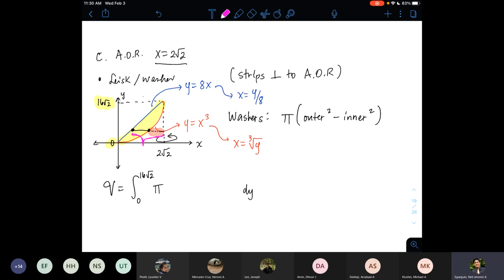Try again, Herson. It won't be 8x. And then remember, we are integrating with respect to y, so your answer should have the variable y in it. David, almost there. Muriel, almost there. You guys forgot how we measure the length of a horizontal strip?